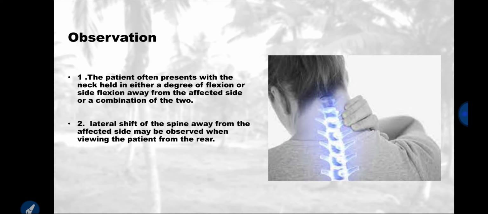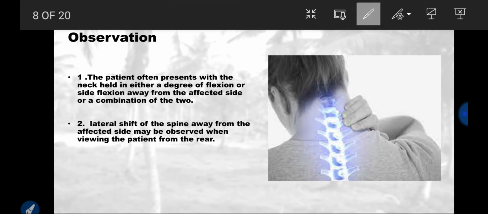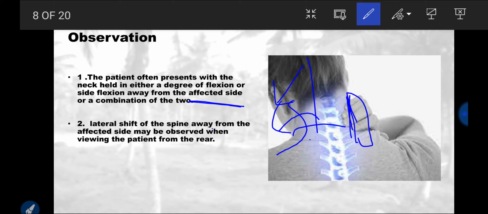In objective finding, what we observe is that the patient often presents with the neck held in a degree of flexion, with either side flexion away from the affected side, or a combination of the two. Lateral shifting of the spine: the spine is like this. If pain is there, the patient shifts to this side. Observe when viewing the patient from the rear.